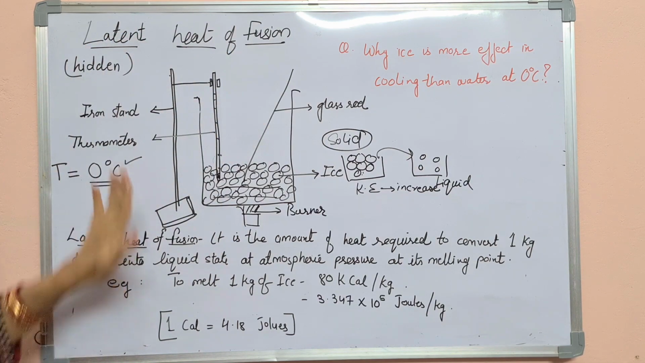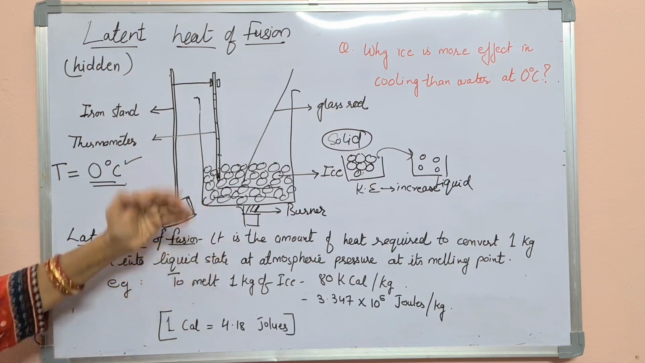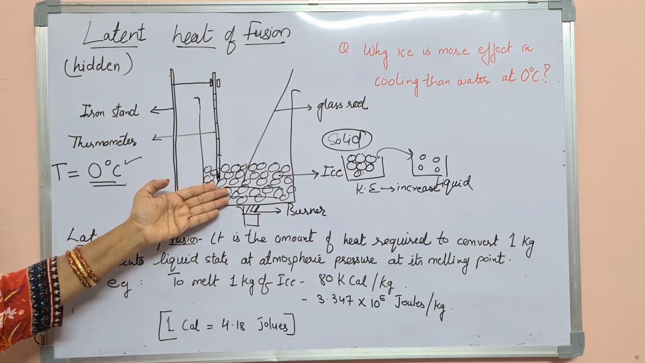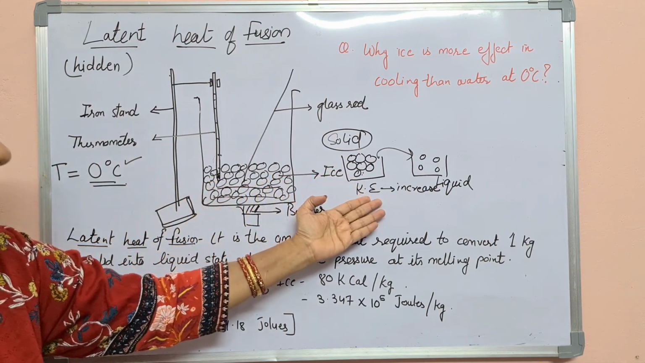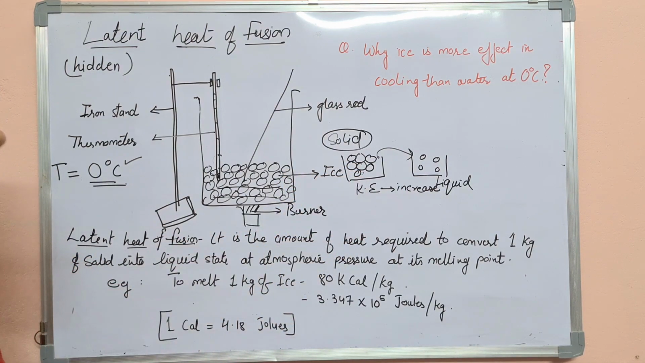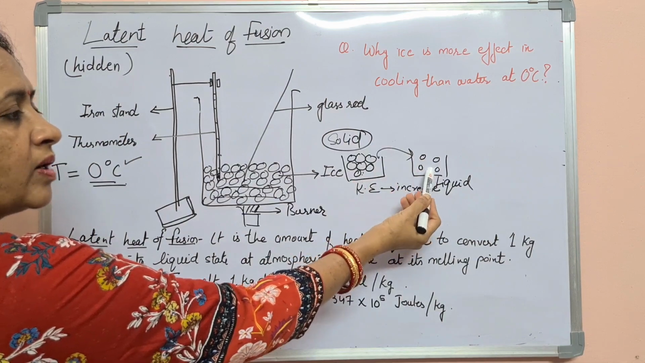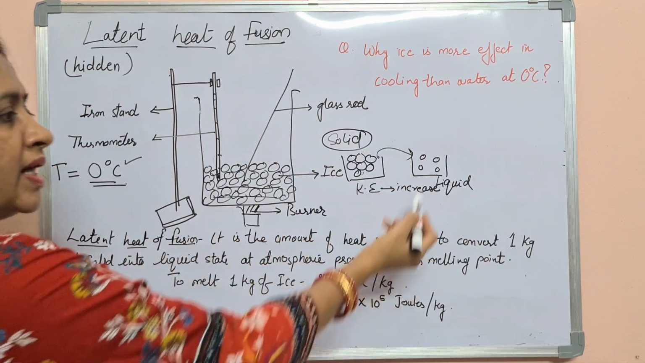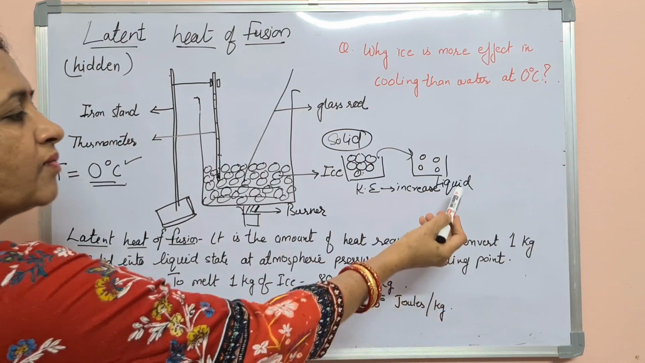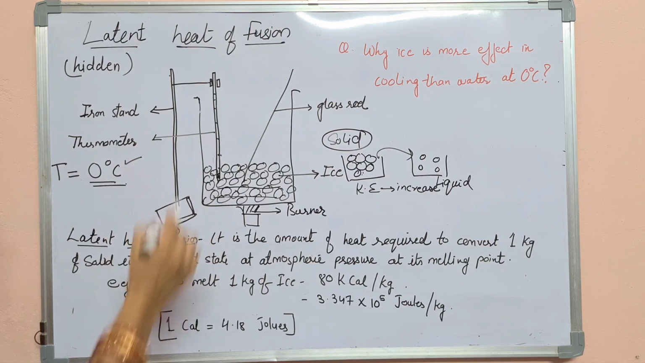So once again I am explaining latent heat of fusion. It is the hidden heat taken up by the molecules of the ice to increase their kinetic energy. उन्होंने किस लिए ली? पहले अपनी काइनेटिक एनर्जी बढ़ाने के लिए ली, and after that that heat is used to break the force of attraction between them, and now they are quite apart from each other, empty space is there, and now they are converted into what? लिक्विड.